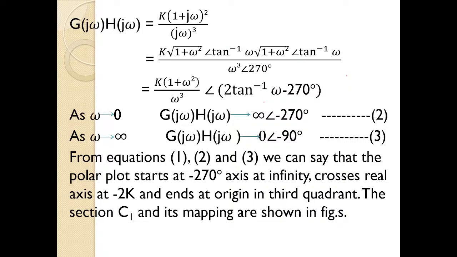Write down the magnitudes and phase angles. Take the magnitudes aside. Root of 1 plus omega square and 1 plus omega square, the roots will be cancelled, you will get 1 plus omega square. Here K is there, so omega by omega cube means in the denominator you should get omega square instead of omega cube.